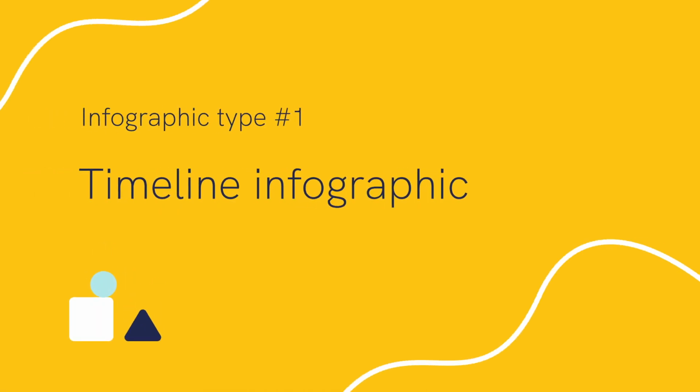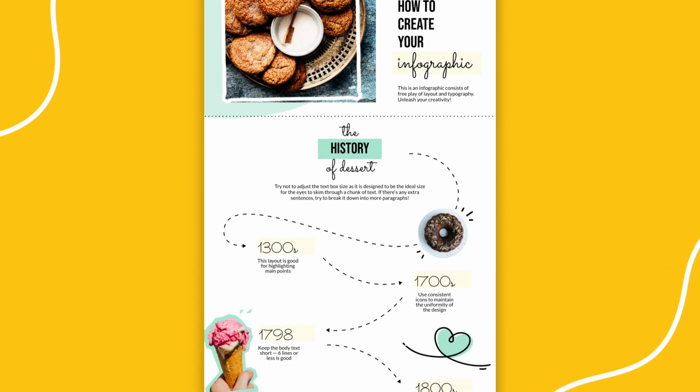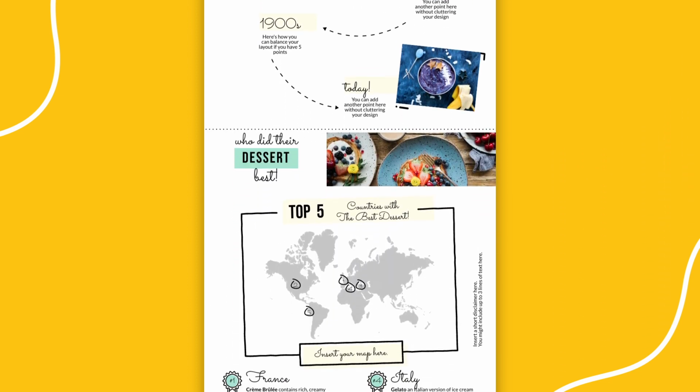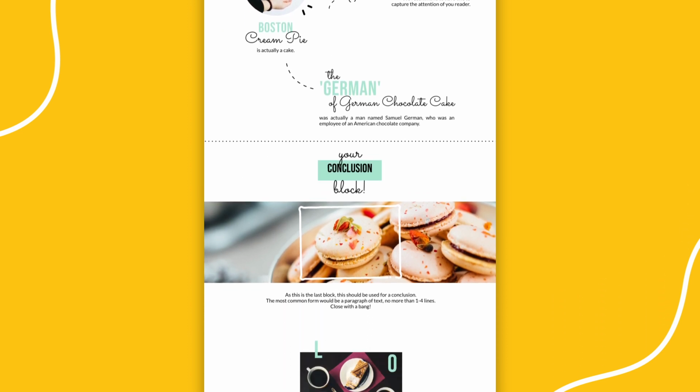Infographic type number 1, timeline infographic. From sharing the origins of dessert to presenting an overview of your work history, a timeline infographic allows you to demonstrate how an idea, project, or story came to be.